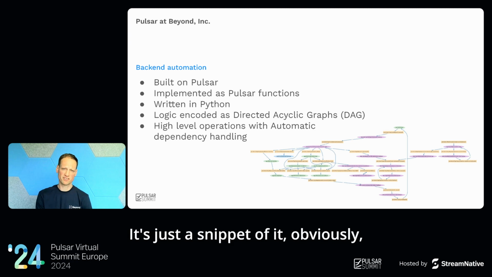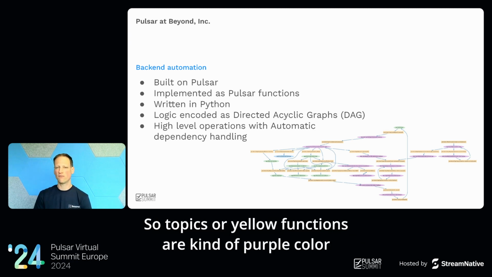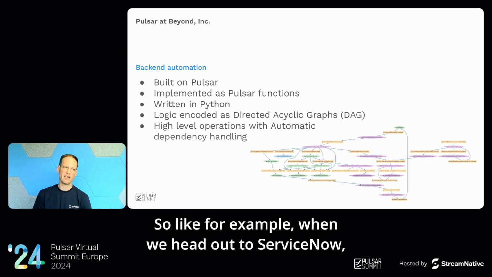It's just a snippet of it, obviously, but it's the same color scheme as before. So topics are yellow, functions are kind of purple, and green is for external apps. So, for example, when we head out to ServiceNow.